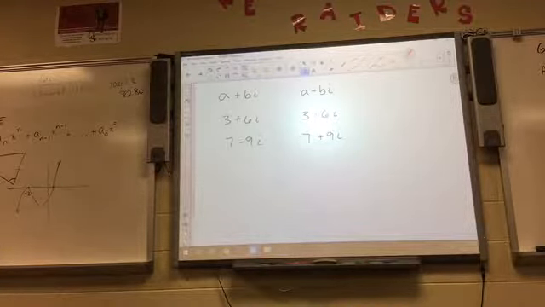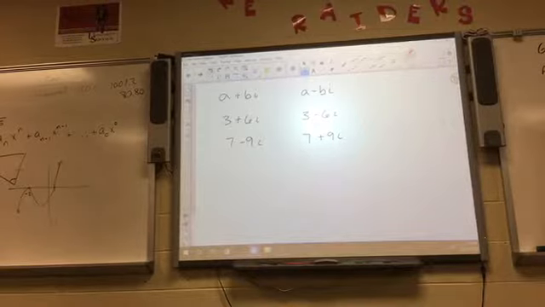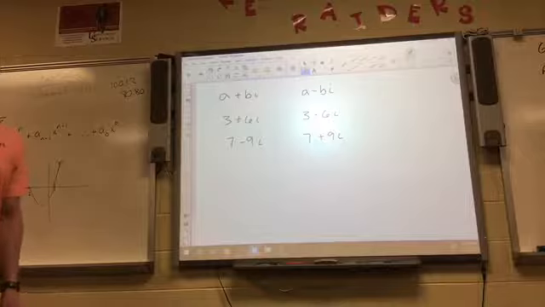Can you put a plus or minus sign? No, because we're going to need both factors. Technically, yes, it is 7 plus or minus 9i. But we're going to have to split them up and use both factors. And I'll show you why.